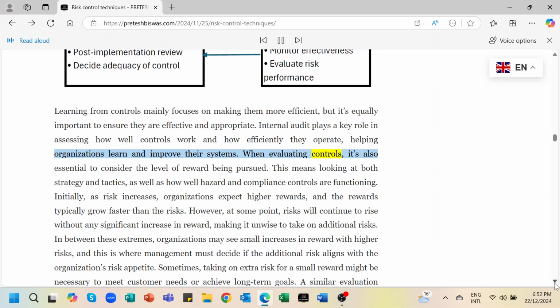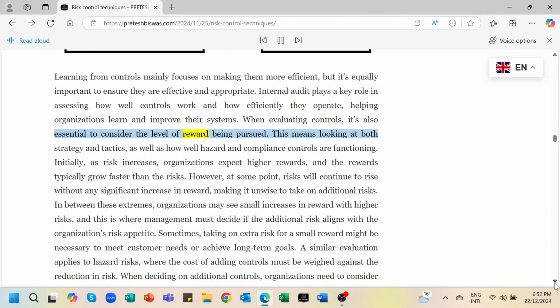When evaluating controls, it's also essential to consider the level of reward being pursued. This means looking at both strategy and tactics, as well as how well hazard and compliance controls are functioning. Initially, as risk increases, organizations expect higher rewards, and the rewards typically grow faster than the risks. However, at some point, risks will continue to rise without any significant increase in reward, making it unwise to take on additional risks. In between these extremes, organizations may see small increases in reward with higher risks, and this is where management must decide if the additional risk aligns with the organization's risk appetite.